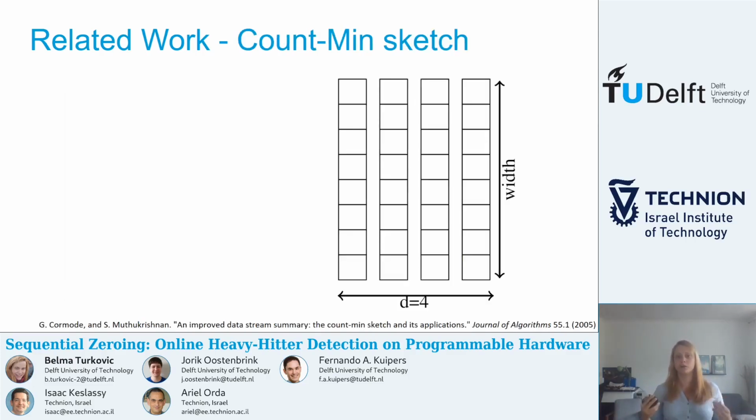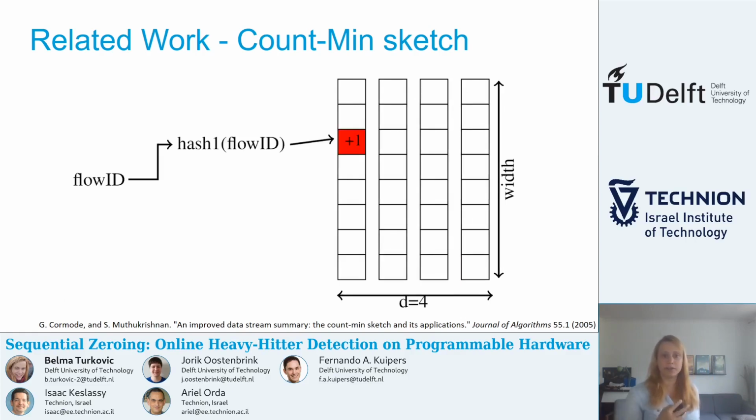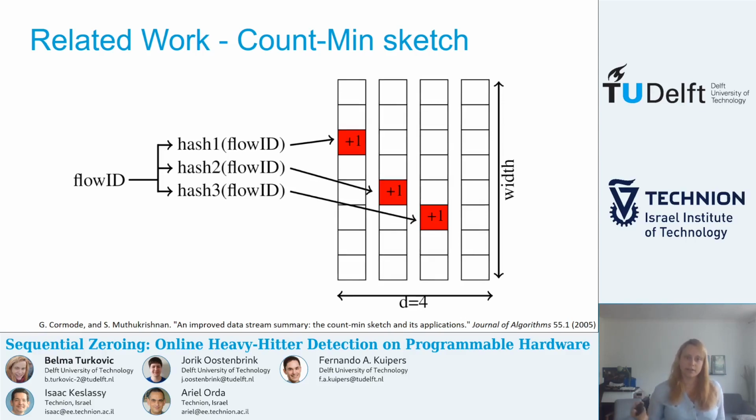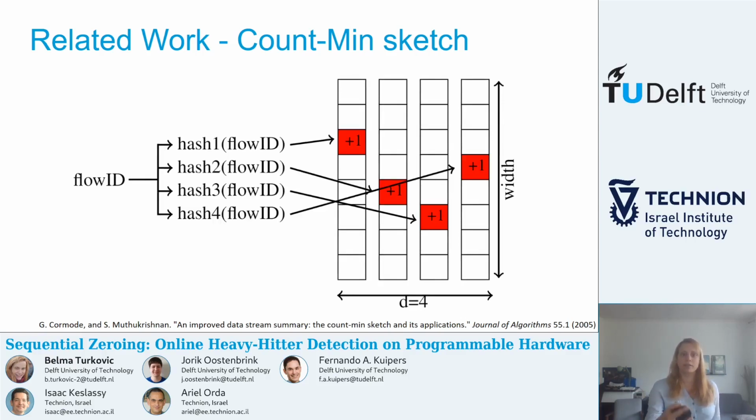So there are other approaches, such as the count-min sketch. So count-min sketch works similarly. For each incoming packet, it first hashes its flow ID and then updates one count per each counting stage. So we can see this here. In this example, it uses 4 different hash functions and it increases 4 different counts. Now, the count estimate is calculated as the minimum across all these updated counts.